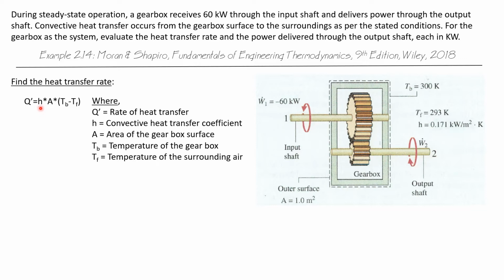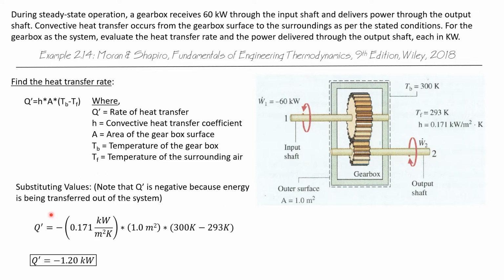taking place here, it's the heat transfer coefficient, which here is given as 0.171 kilowatts per square meter per degree Kelvin, times the area of the box, which is given, the outer surface area is 1 square meter, times the temperature difference between the box and the air. So we know that the temperature of the box is 300 degrees Kelvin, and the temperature of the air surrounding that is 293 degrees Kelvin. So that delta T is 7 degrees Kelvin, which is also 7 degrees centigrade.